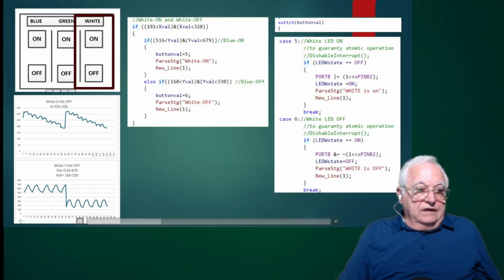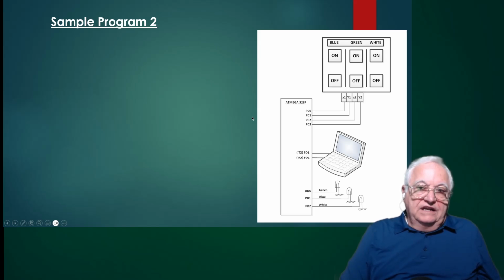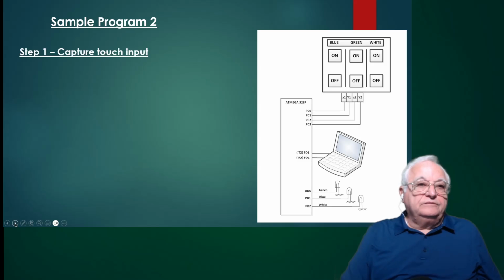Okay, so now let's go to sample program 2. We had all the data. With that data, we have characterized the on and off of each of the buttons. So let's go to sample program 2, where we're actually going to be turning things on and off.